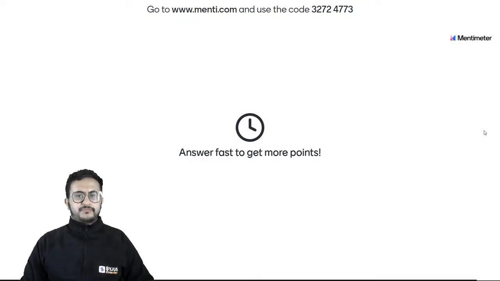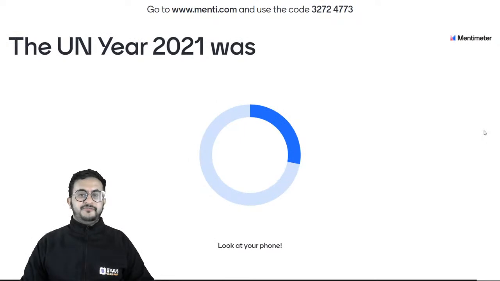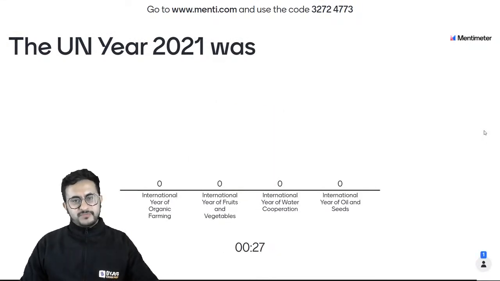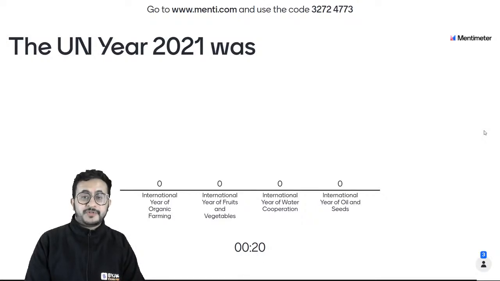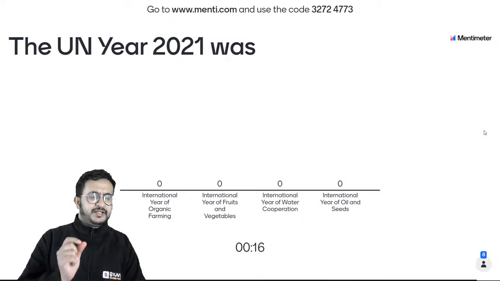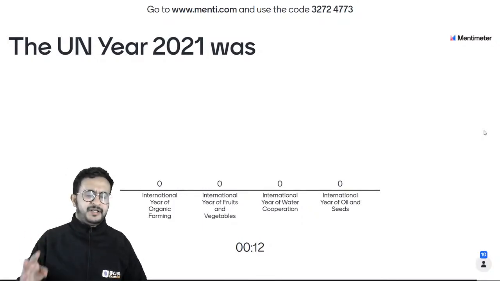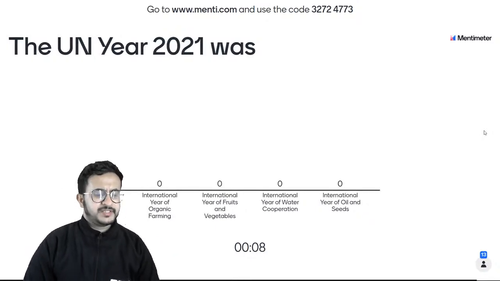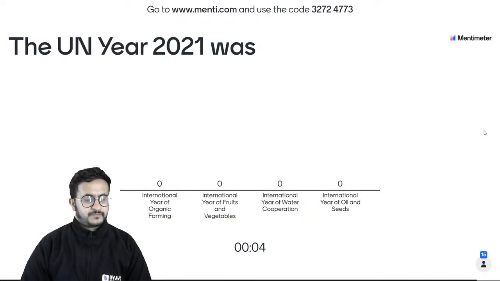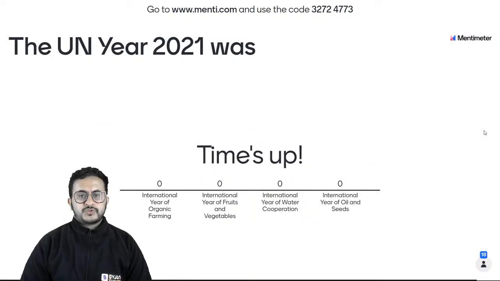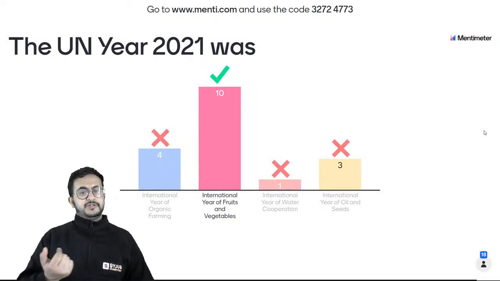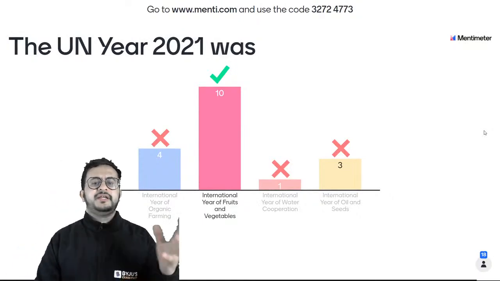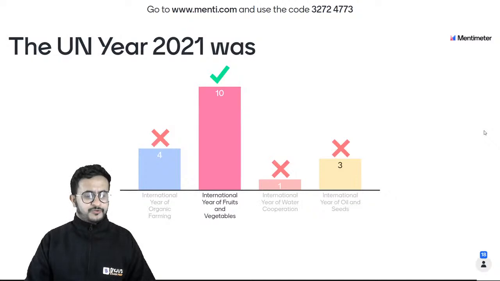Last but one. The UN year 2021 was... the UN gives different years. International Year of Organic Farming, International Year of Fruits and Vegetables, International Year of Water and Water Cooperation, International Year of Oil and Sea. So the UN declares different years with different tags, and different countries observe these. In 2021, it was the International Year of Fruits and Vegetables, and India also celebrated this. They basically want to promote something, so different countries organize events to promote the production of fruits and vegetables.